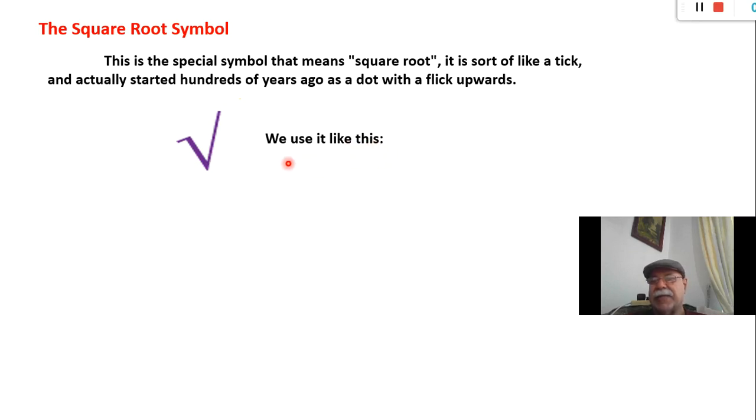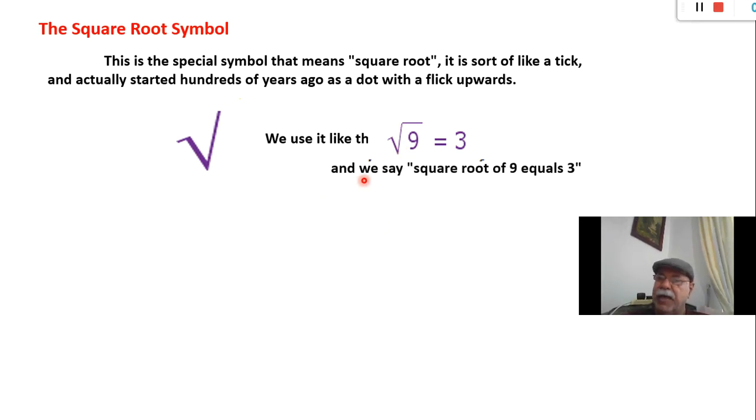We use it like this exactly. We use it in the mathematical language like this exactly. And we see this is the square root of 9 equal to 3. This original number 9, under the square root, equals 3, because 3 times 3 is 9. And we say the square root of 9 equals 3. This is also exactly the same.